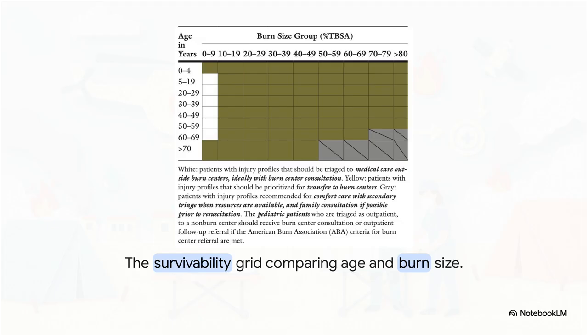Patients falling into the green zones have a high probability of survival, so they get immediate priority. But for patients in the gray zone, it's a different story. If a patient is over 60 years old and has burns covering more than 50% of their body, they automatically fall into that expectant or black tag category. The math simply tells us that their chances of surviving the grueling recovery process are just too low to justify spending those scarce, immediate disaster resources.